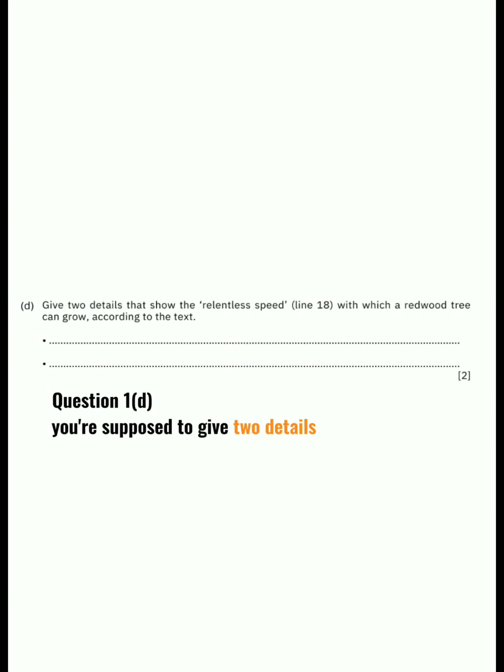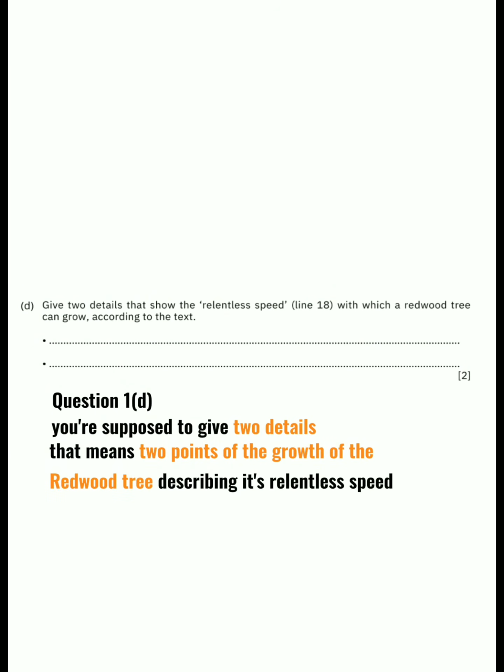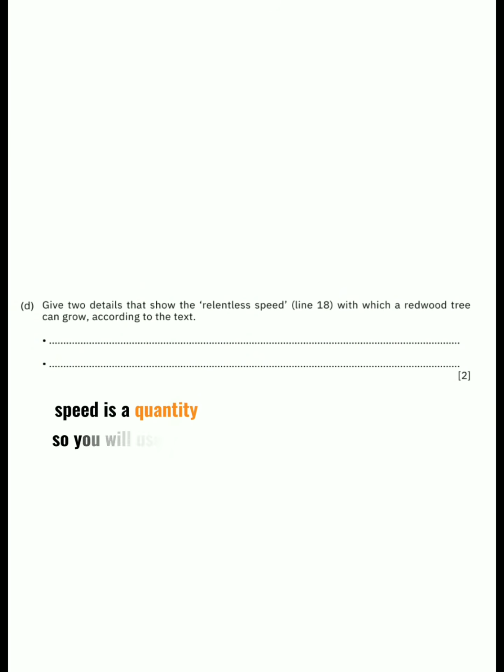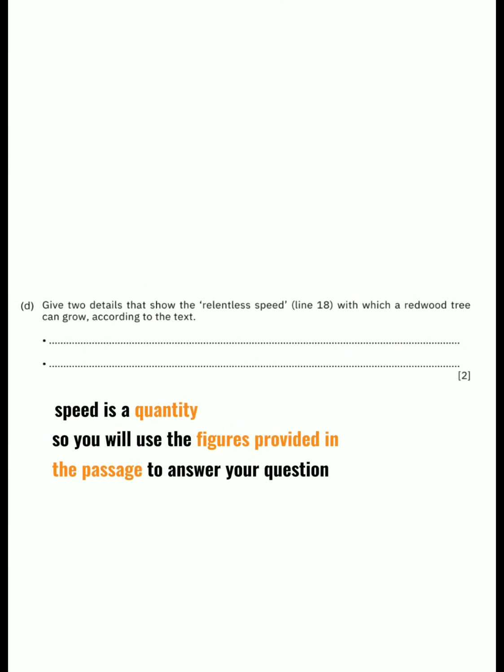text. You're supposed to give two details, that means 2 points of the growth of the redwood tree, describing its relentless speed. Speed is a quantity, so you will use the figures provided in the passage to answer your question. Let's have a look at the passage.